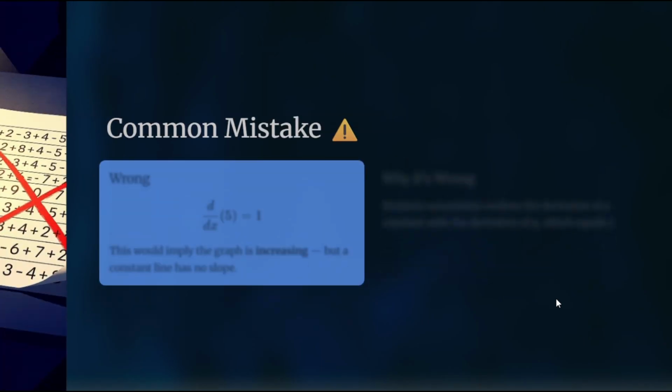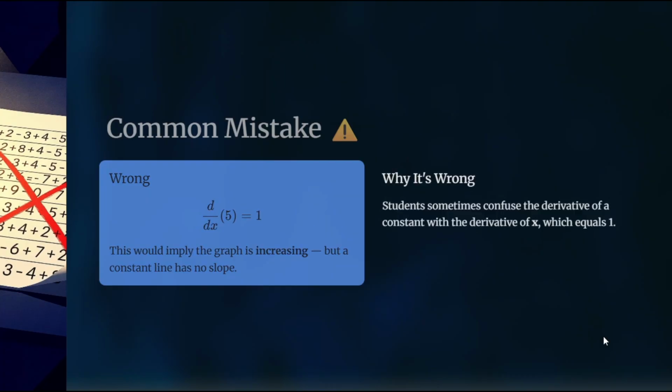Here's a common mistake. The derivative of 5 with respect to x equals 1. This would imply the graph is increasing, but a constant line has no slope. Students sometimes confuse the derivative of a constant with the derivative of x, which equals 1. A constant does not change, so its derivative must be 0, not 1.